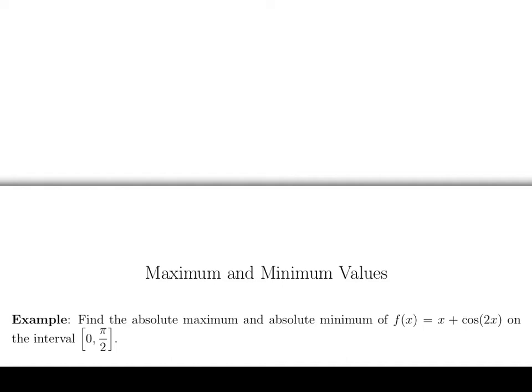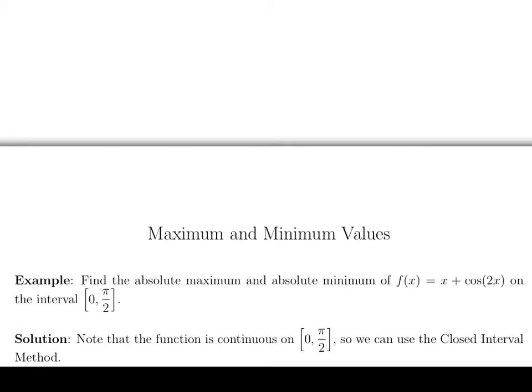We're going to find the absolute maximum and absolute minimum of f of x equals x plus cosine 2x on the interval from 0 to pi over 2. Now we note that this is a continuous function on the interval from 0 to pi over 2.